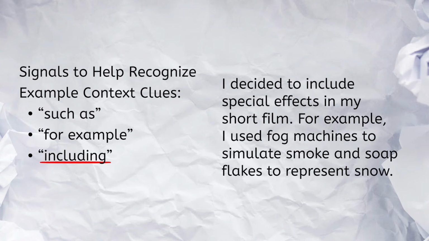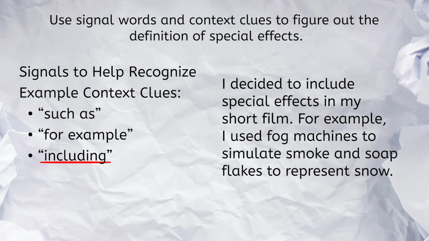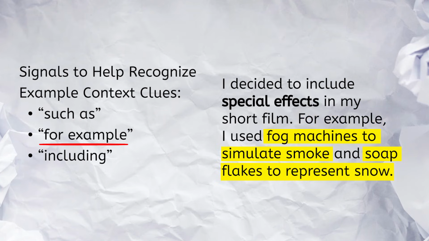Now try one on your own. Try to use signal words and context clues to figure out the definition of special effects. Pause the video here to answer in your PDF. These signal words, "for example," hint at the definition of special effects. The sentence then gives examples such as fog machines to simulate smoke and soap flakes to represent snow. Because of the examples, we now know special effects are tricks used to create illusions for a film.